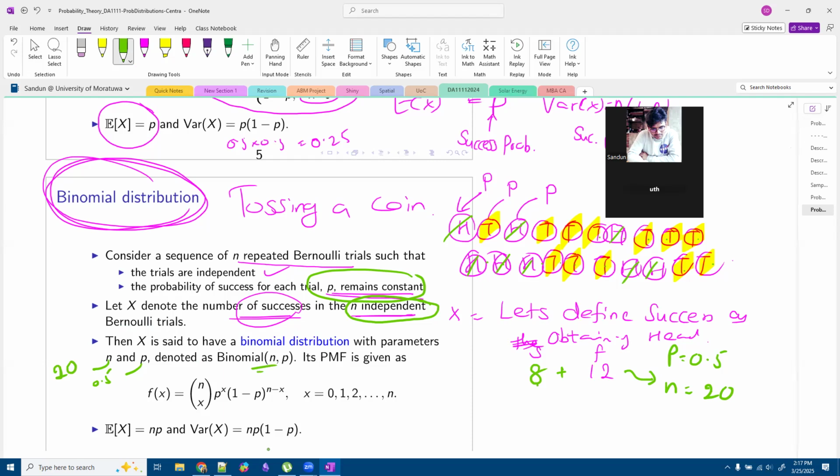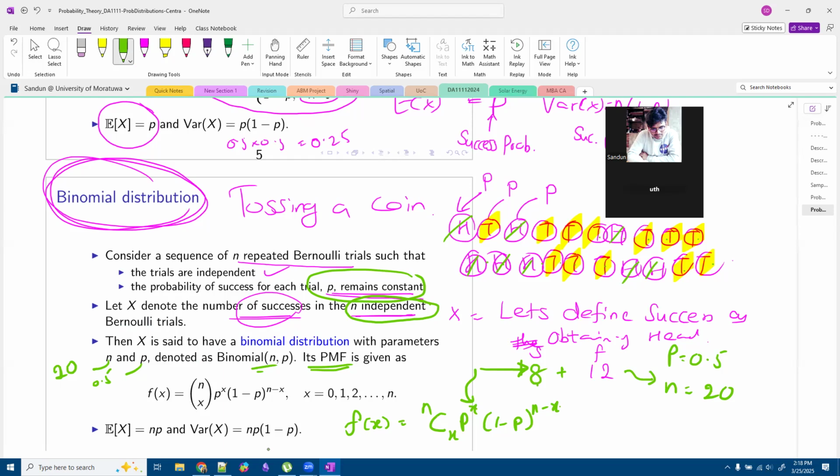Binomial n, p, its probability mass function is given by the probability that X equals x is nCx times p to the power x times 1 minus p to the power n minus x. So x is the number of successes, in our simple example 8, which is true because x plus n minus x should be equal to n. That's the total, because the total number of items should be equal to the successes plus failures.